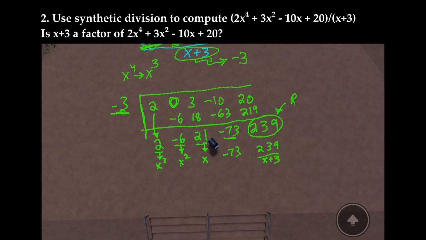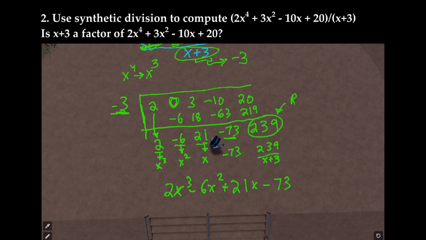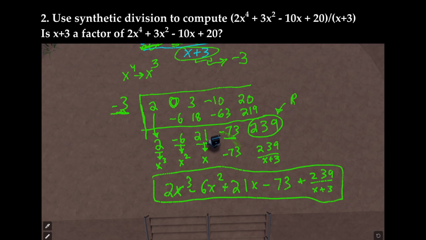So in essence, our answer is 2x to the third power minus 6x squared plus 21x minus 73 plus 239 divided by x plus 3. So after synthetic division, this is our answer. And because 239 is our remainder, and that's not 0, we can say that x plus 3 is not a factor of 2x to the fourth power plus 3x squared minus 10x plus 20. Let's go to the next one.